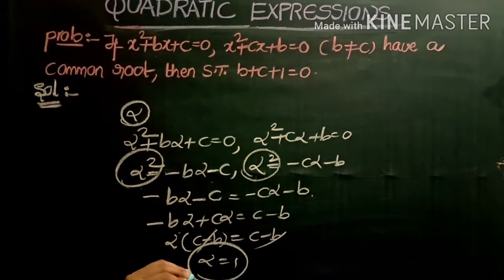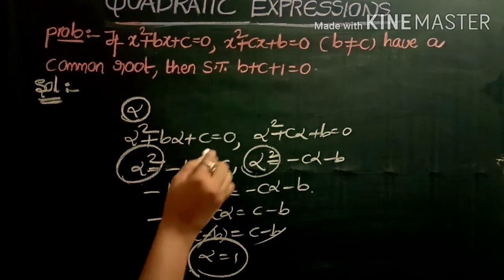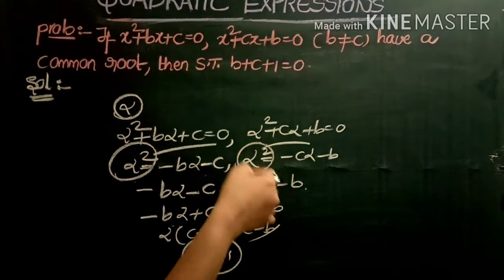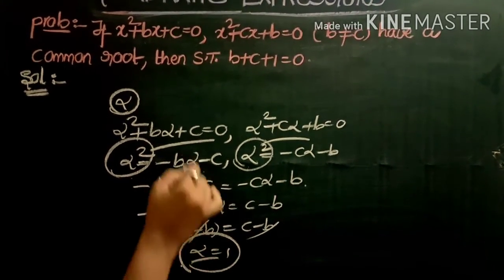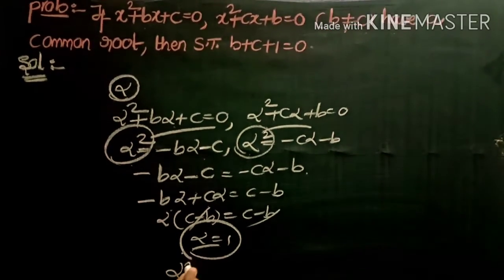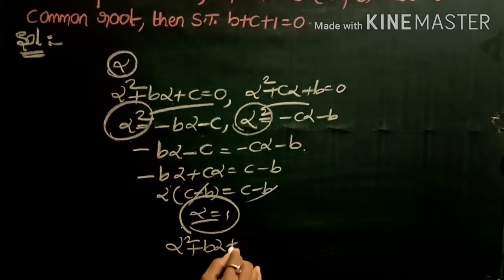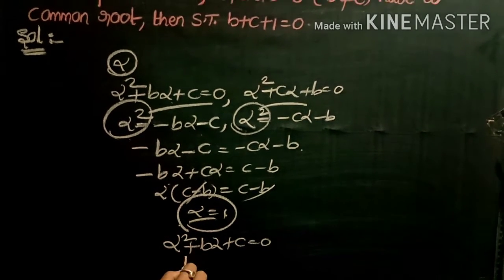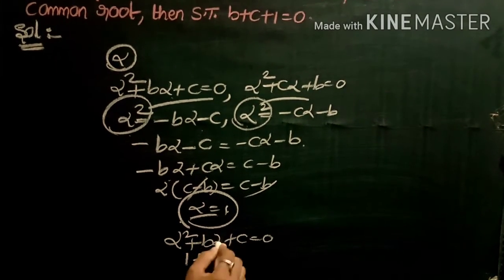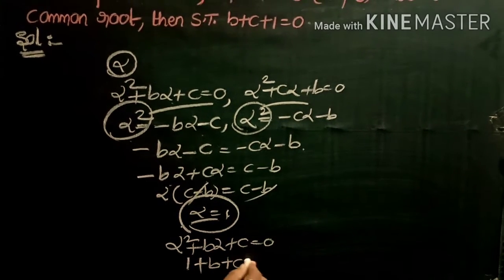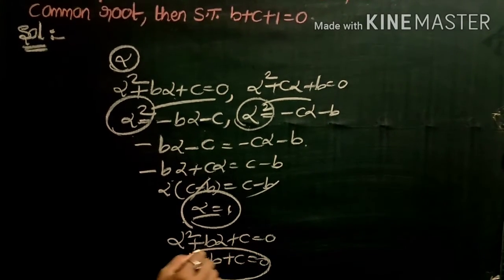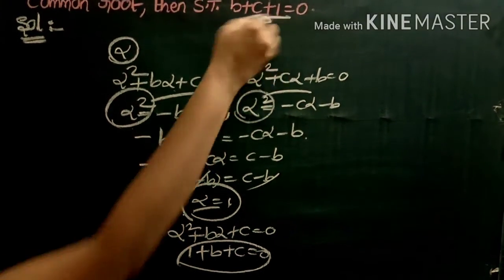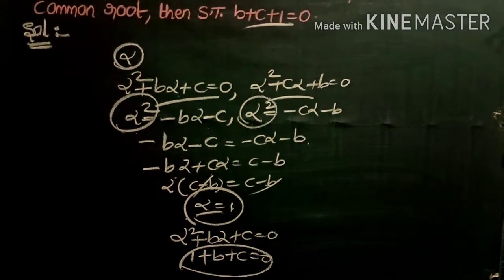Now we are replacing this alpha equal to 1 value in any one of these two equations to get the required answer. Now replacing alpha equal to 1 in the first equation, that is alpha square plus b alpha plus c is equal to 0. Here we have alpha equal to 1, that is 1 square, 1, plus b into 1, b, plus c is equal to 0. So b plus c plus 1 equal to 0, which is the required answer. That is the procedure. That's it.